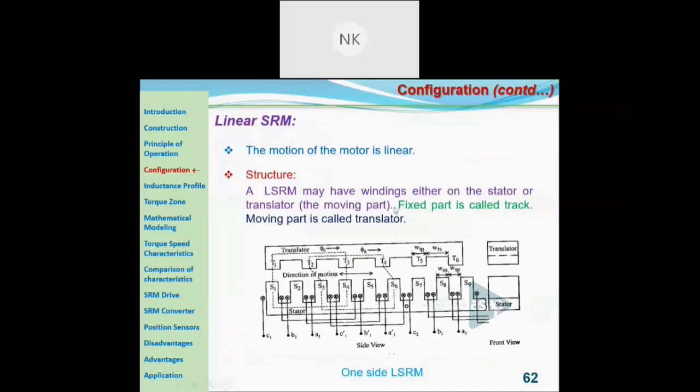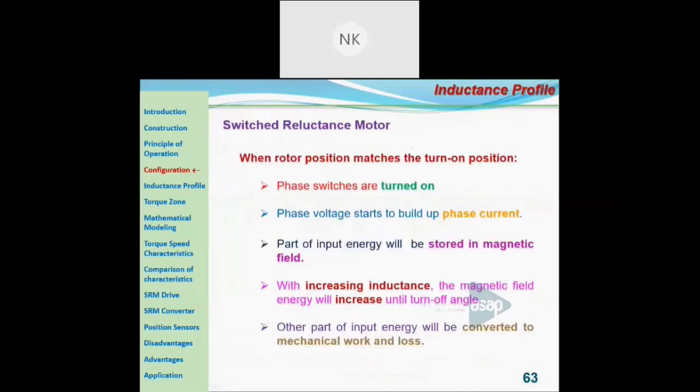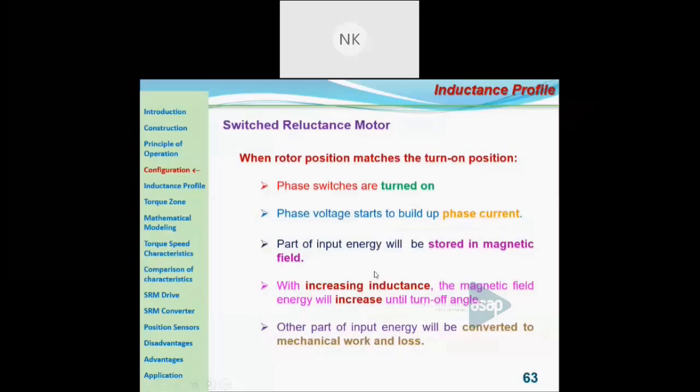It will have a fixed part called the track and a translator, primary and secondary, the same thing. So when the rotor position matches the turn-on position, the phase switches are turned on and the phase voltage starts to build up phase current, and part of this input energy will be stored in the magnetic field. The other part of the input energy will be converted to mechanical work and loss. With increasing inductance, the magnetic field energy will be increasing.